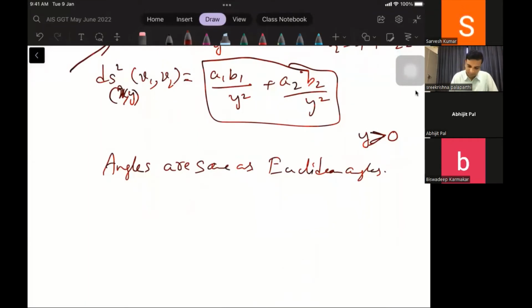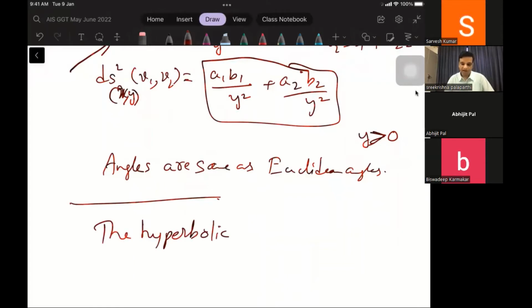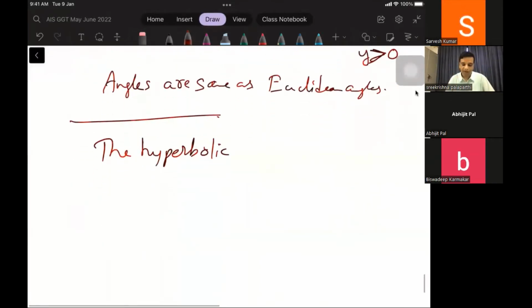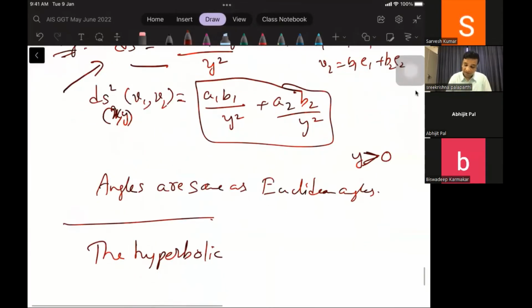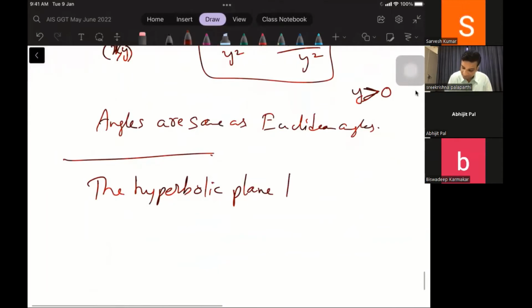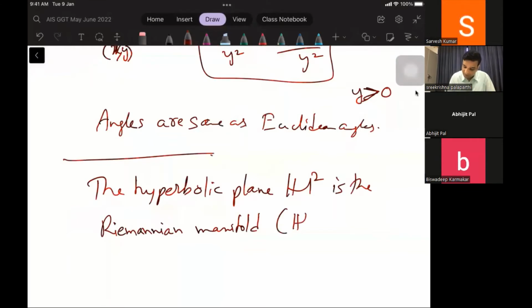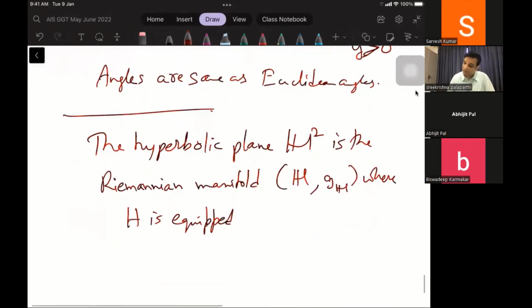Next we define the hyperbolic plane. So far we defined the Riemannian metric, and now we are formally going to state the geometry arising out of it. The hyperbolic plane, denoted by H2, is the Riemannian manifold (H, gH). A smooth manifold equipped with a Riemannian metric is called a Riemannian manifold. Here H is the smooth manifold coming out of R2, equipped with the Riemannian metric.